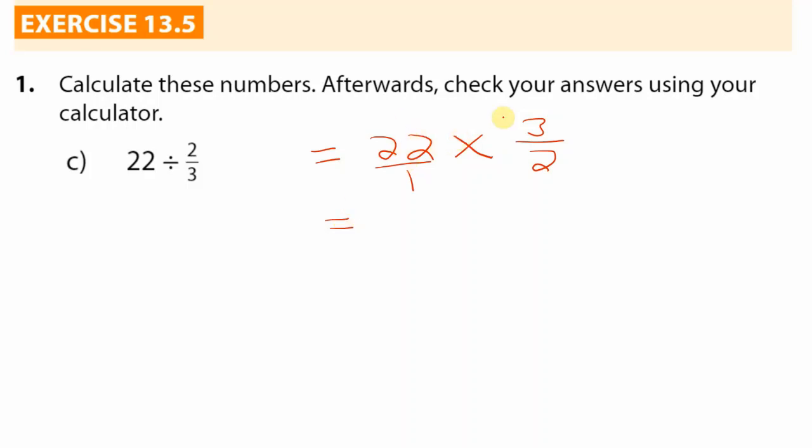Now we can apply our multiplication rule. You can multiply tops, multiply bottoms, or before that you can try and cancel some things. So 2 is a factor of 22, so 2 can go into itself once. 2 can go into 22 11 times.